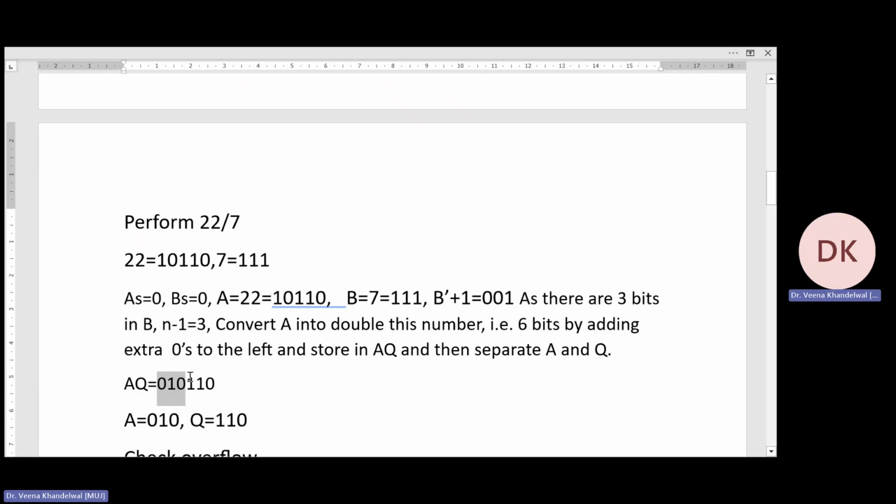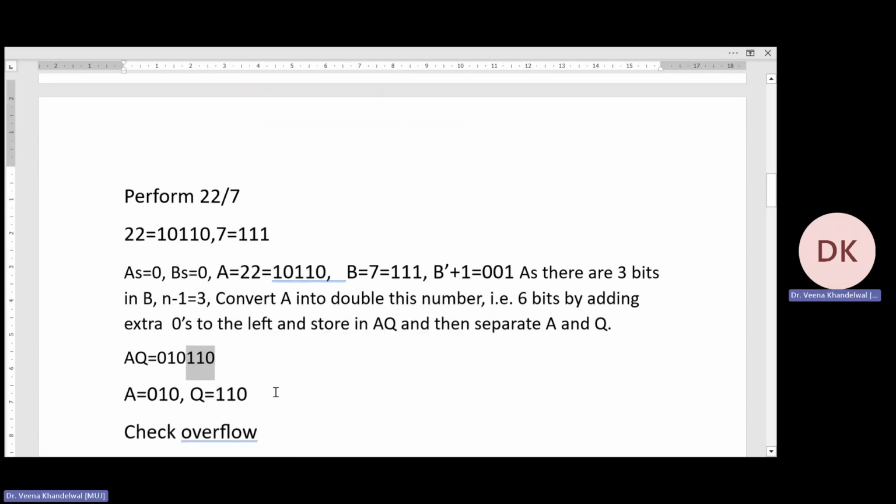Now we divide the bits into two different parts, one part containing 0 1 0 and the other part containing 1 1 0. Then we store the first 3 digits into A and the last 3 digits, 1 1 0, into Q. So these 3 bits 1 1 0 are stored as Q.